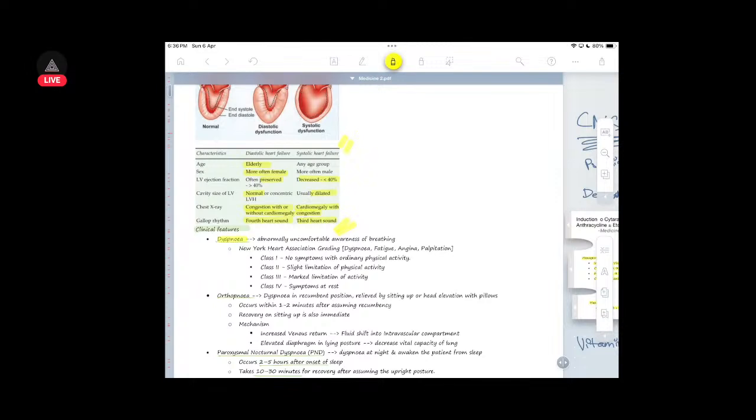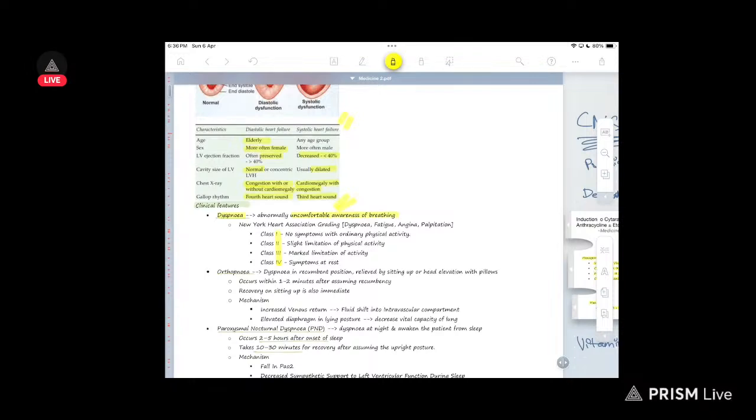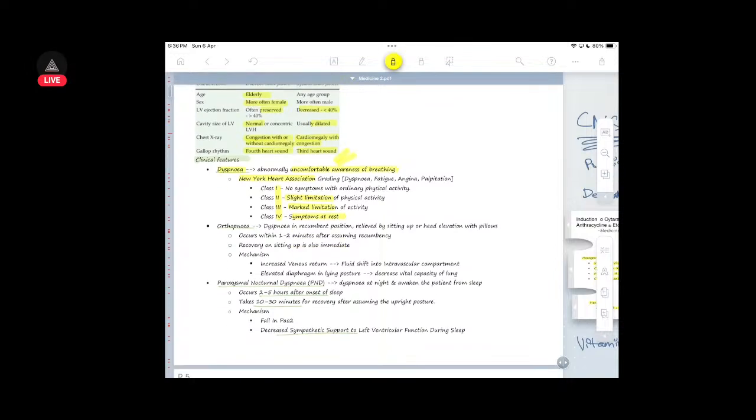Okay, so clinical features. You obviously have dyspnea, an abnormal, uncomfortable awareness of breathing, classified by NYHA class 1, 2, 3, 4: no symptoms with ordinary activity, slight limitation of physical activity, marked limitation, and symptoms at rest. That's all you should remember.